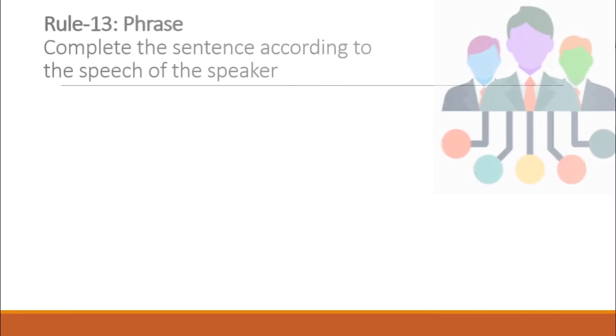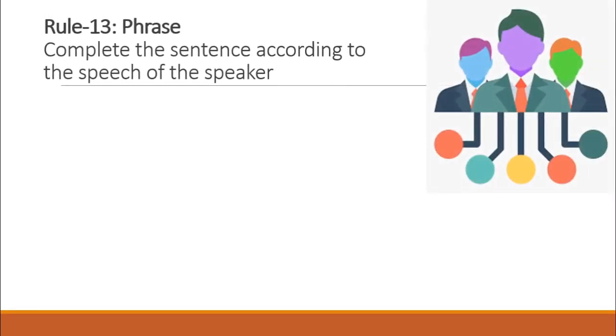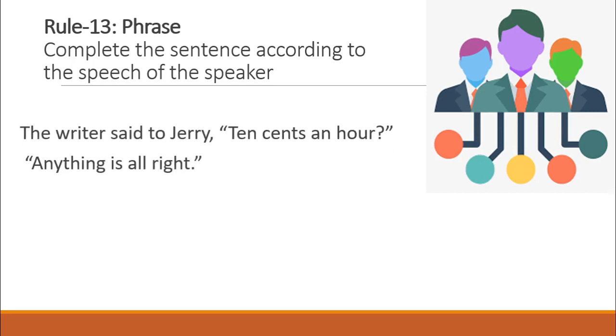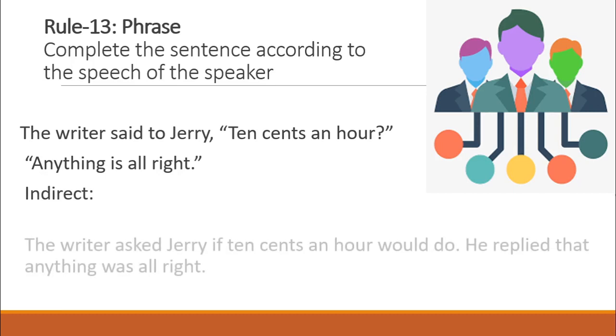Rule 13 is about phrases. If we have a phrase in the direct speech, then we have to complete the sentence according to the speech of the speaker. For example, the writer said to Jerry, "Ten cents an hour?" "Anything is alright." So here, "ten cents an hour" is a phrase. Dear students, you know what a phrase is. A phrase is a small part of a sentence which has no subject and no finite verb. So let's convert this sentence into indirect.